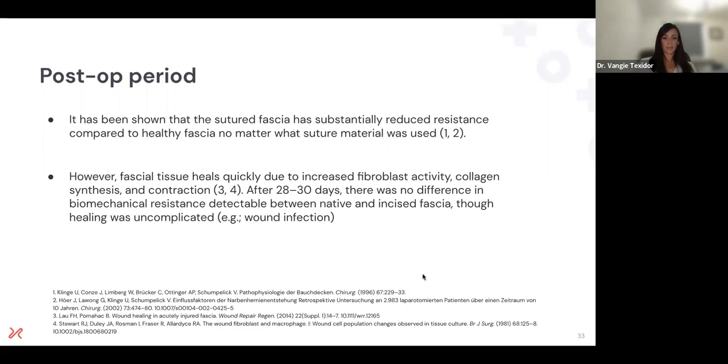And then fascial tissue heals quickly. So the first month is going to be the biggest difference in healing, like I mentioned. We know the incision itself takes over a year to completely remodel, but the first 6 to 8 weeks is going to be the most significant part.